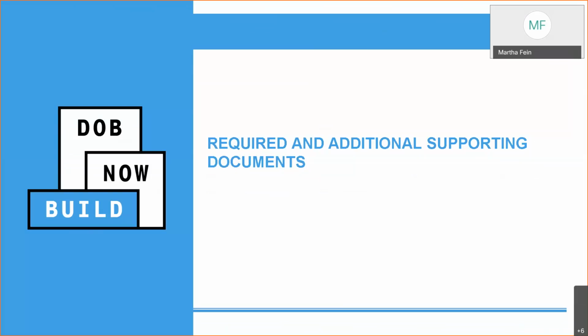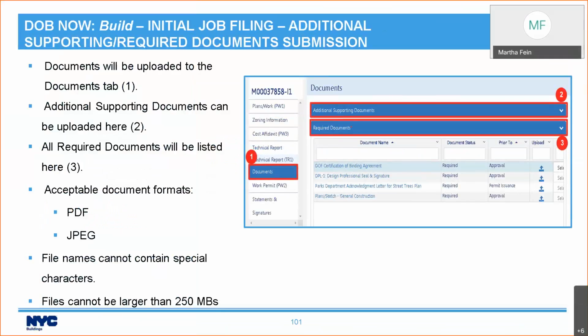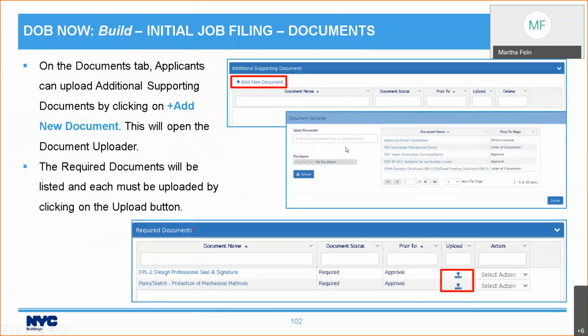You also need to upload required and additional supporting documents. Well, all required documents will show up under required documents, and you can then add additional supporting documents if you so choose. You can upload documents in PDF or JPEG format, and the file names cannot contain special characters, and the files cannot be larger than 250 megabytes. You do it by clicking on the upload button here. If you need to add additional supporting documents, you can do that by clicking plus add new document. And there will be a list of types of documents here. And you choose the relevant one.